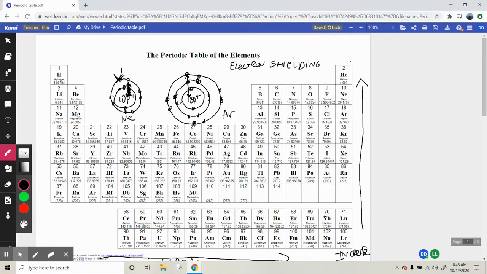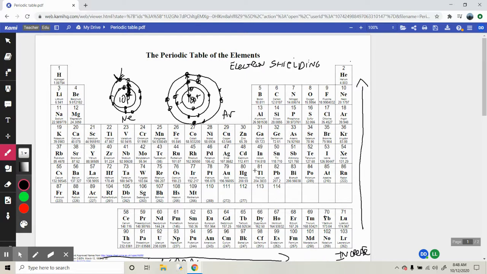Their electrons are closer together. They're able to be pulled closer to the center. In argon, electron shielding prevents there from being such a stronger pull on those outer electrons. So if I ask you, why does neon have a higher ionization energy than argon? It's that argon has more electron shielding. The pull from those protons is blocked or shielded from those inner electrons, so those outer electrons aren't as attracted to the nucleus. Okay, so those are our trends.